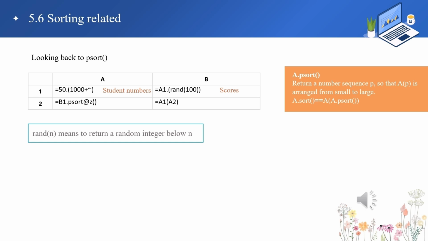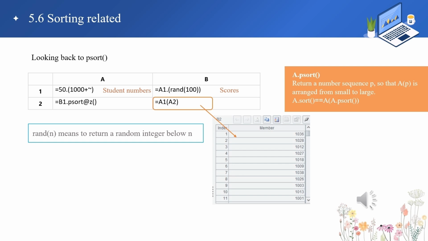Now we want to get the result sequence of these student numbers sorted by their corresponding scores. It's obviously useless to sort A1, while sorting B1 can sort out the score itself, but it can't get the sorting of student numbers. Using psort can solve this problem. Now B2 is the student number sequence that we want to sort by score.